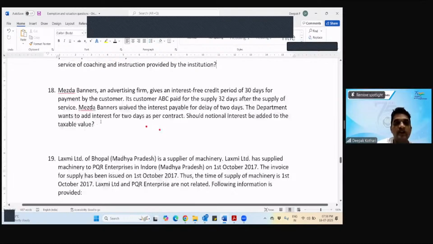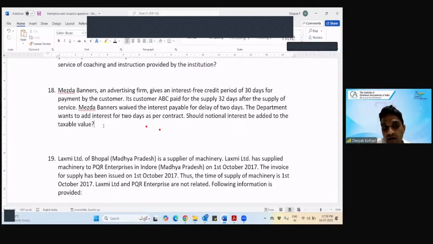Fine. Next, question number 18. Whatever questions you're asking, because I'm showing that I'm reading that, that's why there is a black screen appearing. So if you have any questions, you'll have to unmute and ask me. If you send it on chat, I will not be able to see it.